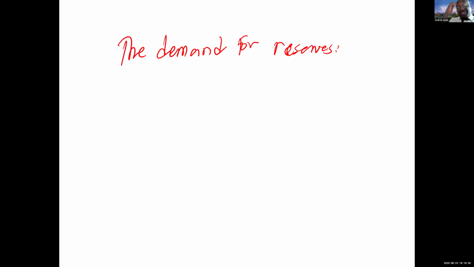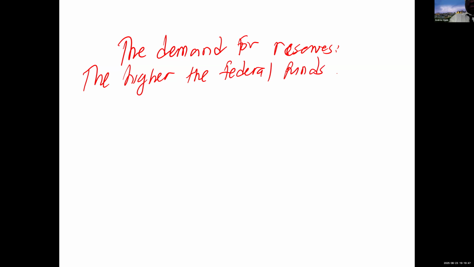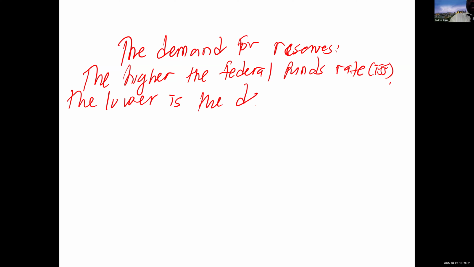The price of reserves is the interest rate. If you choose to borrow, the price you must pay is the federal funds rate. So that means the law of demand here is going to be that the higher the federal funds rate, which is your IFF, because that's the price you pay when you borrow money from other banks, the lower is the demand for reserves. That's the law of demand for reserves in the reserve market, and vice versa.